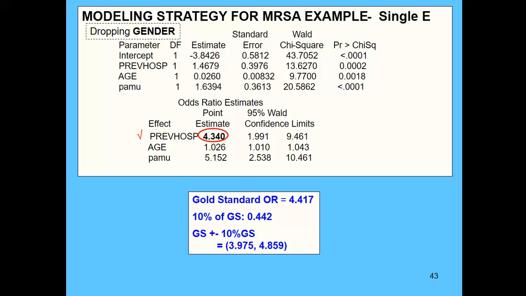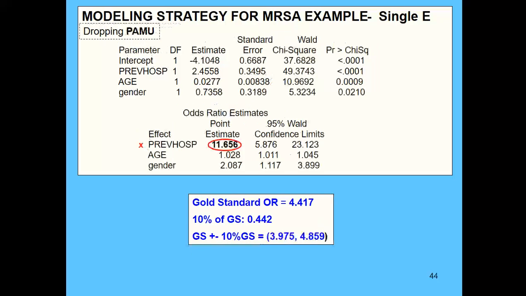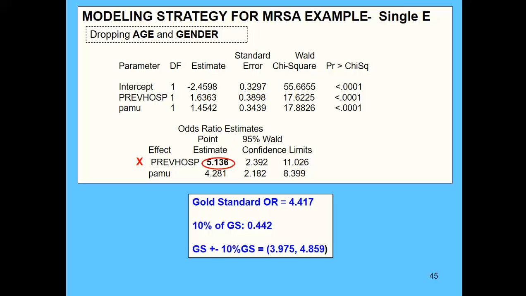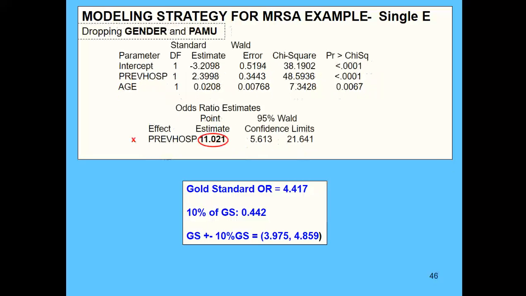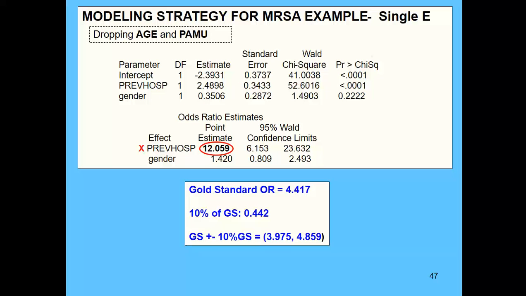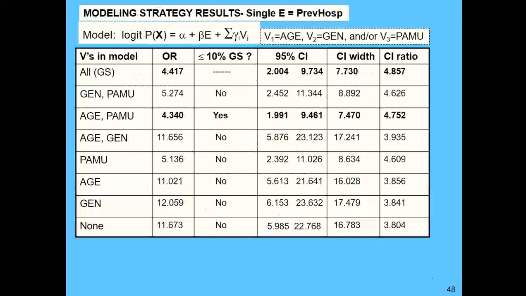And now what I've done in the next several slides is, I drop PAMU. And then I drop age and gender. I'm doing this fast. And then I drop gender and PAMU. And then I drop age and PAMU. I consider all of this. And then I take everything I've done and put it in this table. This is a summary of everything I've done.